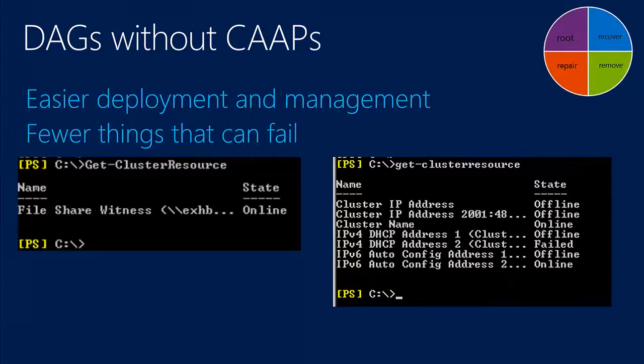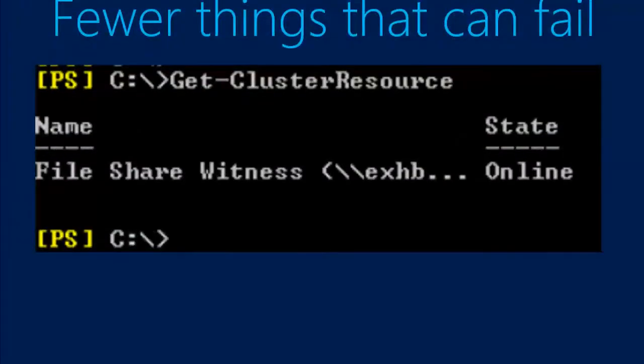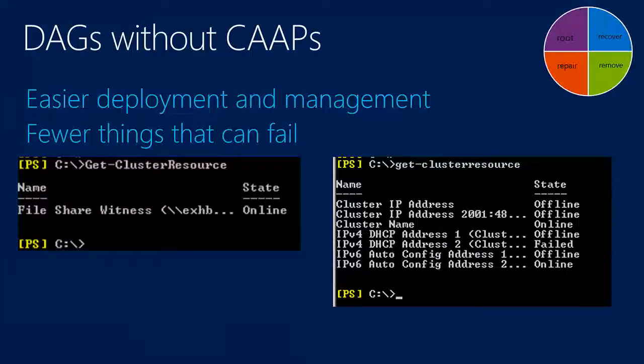So what you end up with is a resource group that looks like this. Just the one resource, just the file share witness, which obviously we still need for even member DAGs. So it makes the DAG a lot simpler and a lot easier to manage, particularly in a large-scale environment like Office 365. Now we don't have to go chasing those IP address resource failures, especially when it's a component that we don't even need or use in the first place.